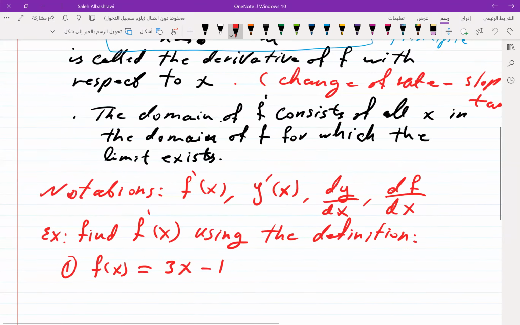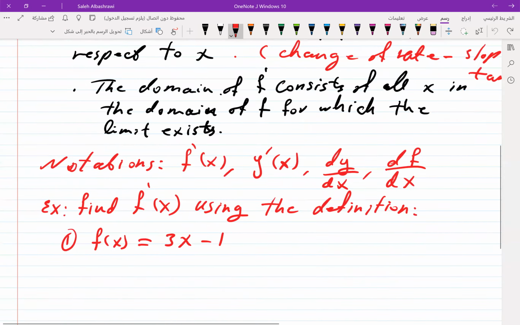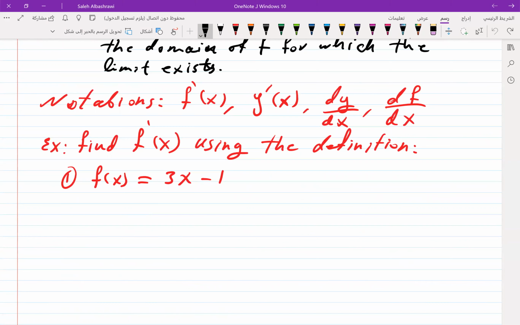The definition says that the derivative is equal to the limit of f of x plus h minus f of x. So let's find f of x plus h first. f of x plus h means that we need to replace any x in the function by x plus h. So it will be 3 multiplied by x plus h, minus 1, which gives me 3x plus 3h minus 1. Now I have f of x plus h.